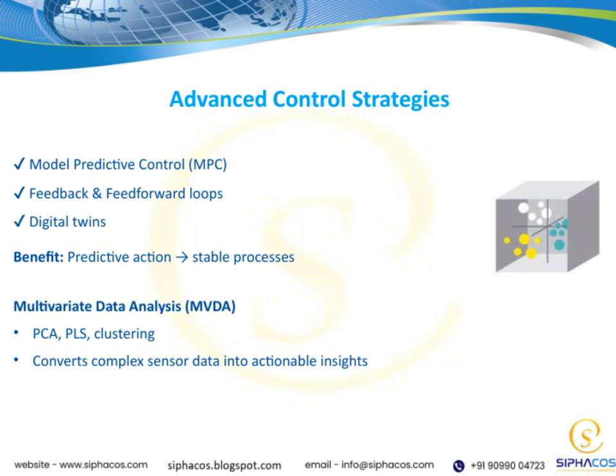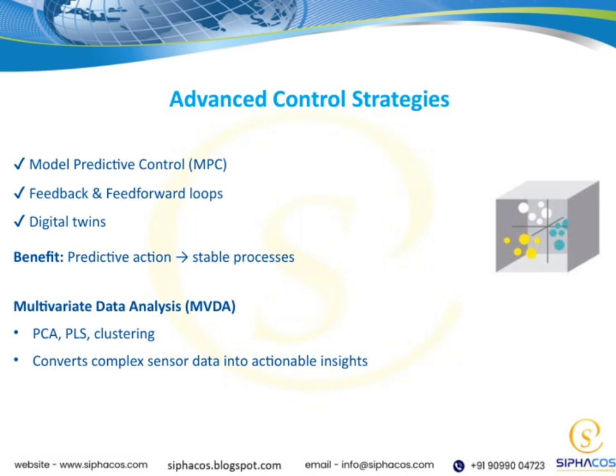Alongside MPC, feedback and feed-forward loops play a crucial role. Feedback loops constantly monitor the process and correct deviations, while feed-forward loops anticipate changes and adjust proactively. Together, these loops create a more responsive and stable control system. Another innovative tool is digital twins, virtual replicas of physical systems that allow us to simulate and analyze processes in a risk-free environment.